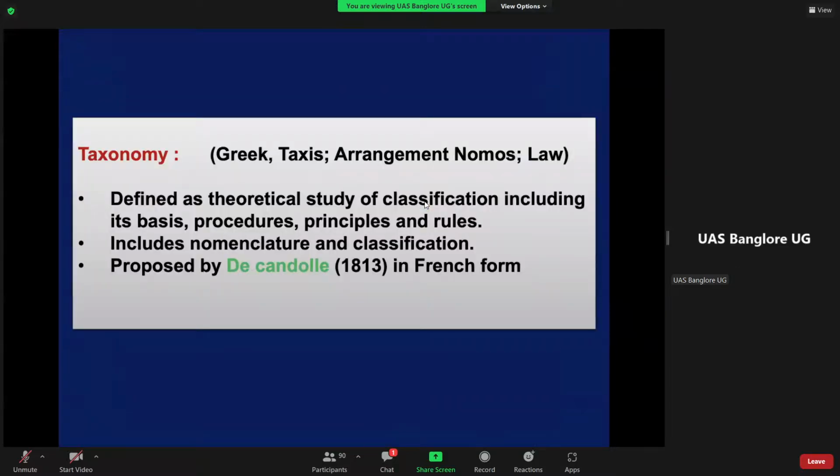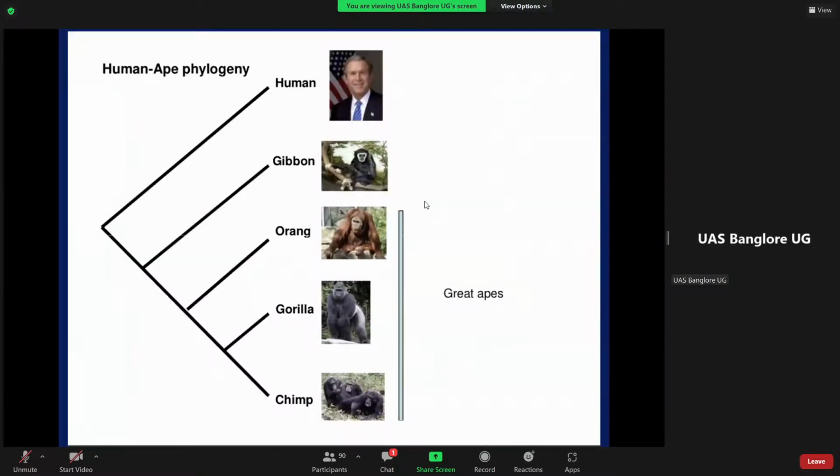Somebody had answered that. We are the humans, and we have the chimps or the gorillas, then the orangutan and the gibbon. We look at the evolutionary relationship among all of them. This is nothing but systematics.